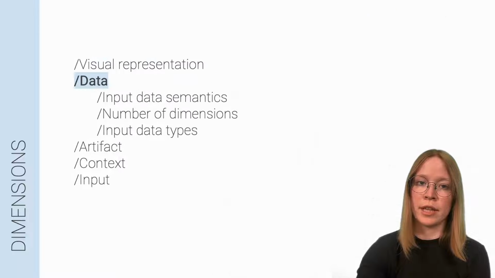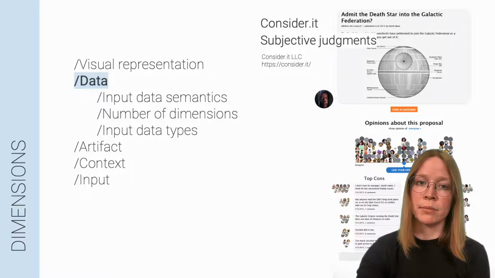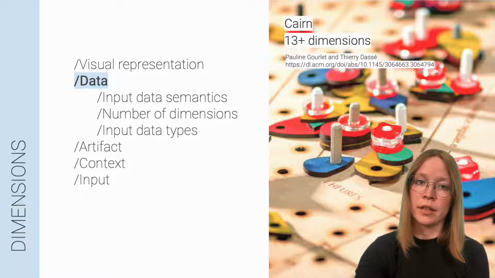We found diverse types of categorical, ordinal, text, and quantitative input data, although activity tracking and subjective judgments like feelings and opinions were especially common. An example of this is Considerate, a deliberation platform. The number of data dimensions also varied from just 1 up to dozens, as in Karen.